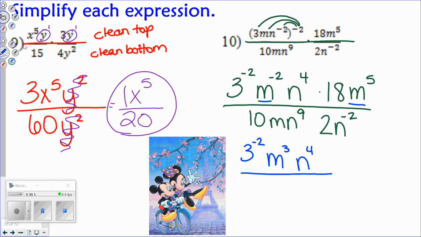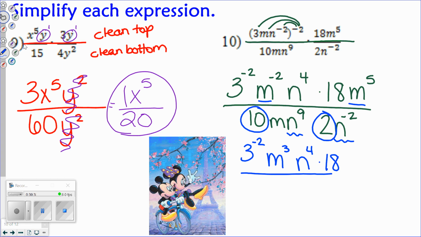What can I clean on the bottom? Oh, yes, thank you. I totally lost my 18. Sorry, I'll just stick it at the end because I forgot it. Good. On the bottom, I have some n's I can put together. Can I also do something with these numbers?